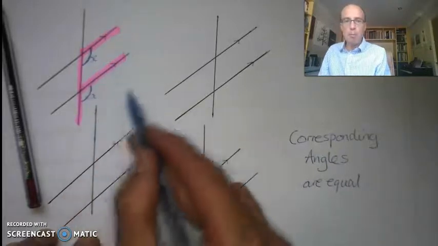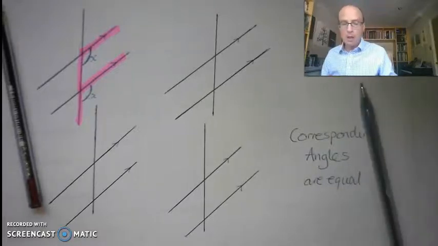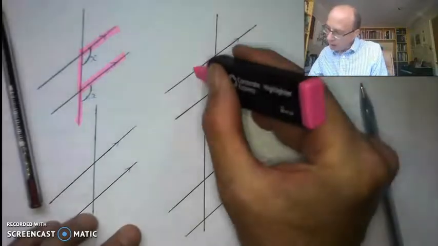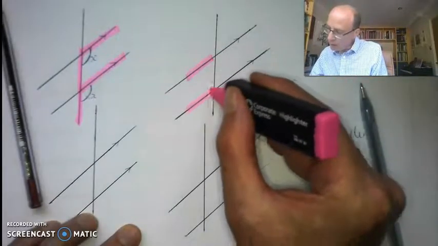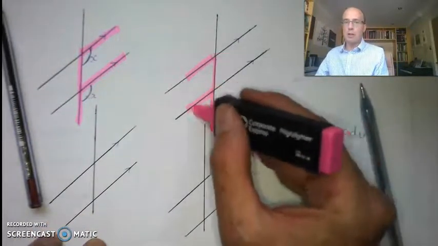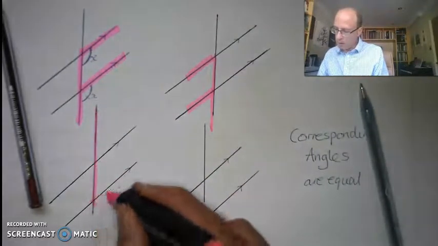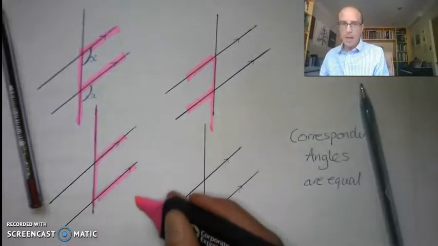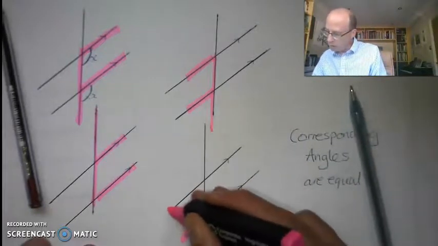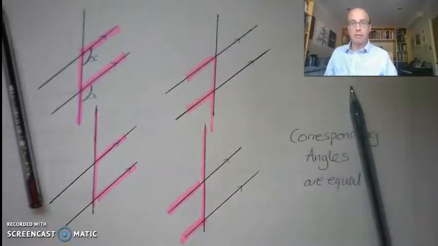But not only have we got one pair of corresponding angles, we've actually got four. So if I drew on the second diagram, I'm going to draw this line, and this one. I've got a back to front F. On the third one, I'm going to highlight F. This time it's upside down. And for the last one, if I highlight this bit here, it's upside down and back to front.